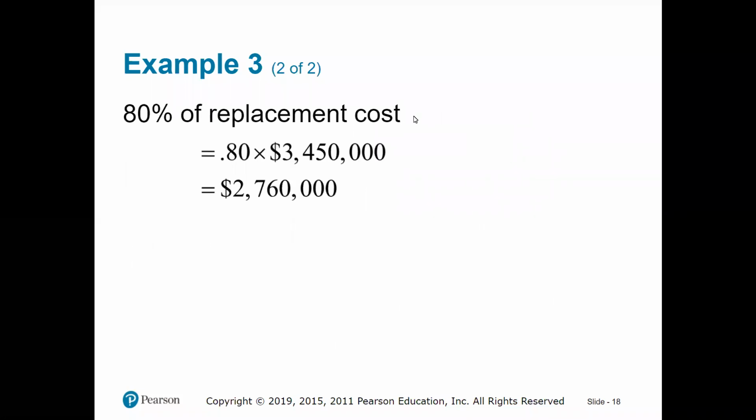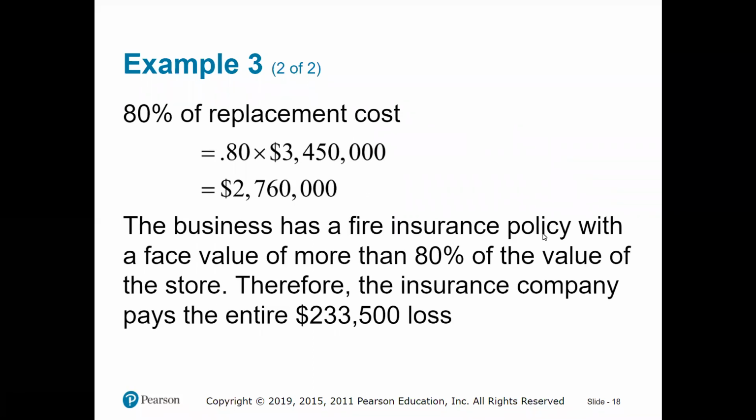So 80% of the replacement cost would be 0.8 times the $3,450,000, which is $2,760,000. The business has a fire insurance policy with a face value more than the 80% of the value of the store. Therefore, the insurance company has to pay the entire $233,500 loss.